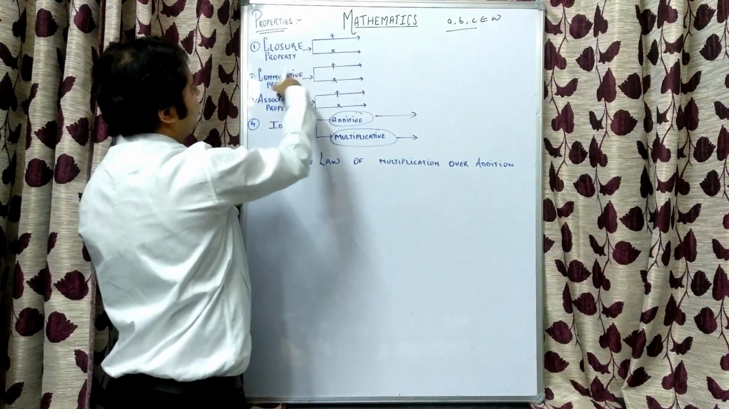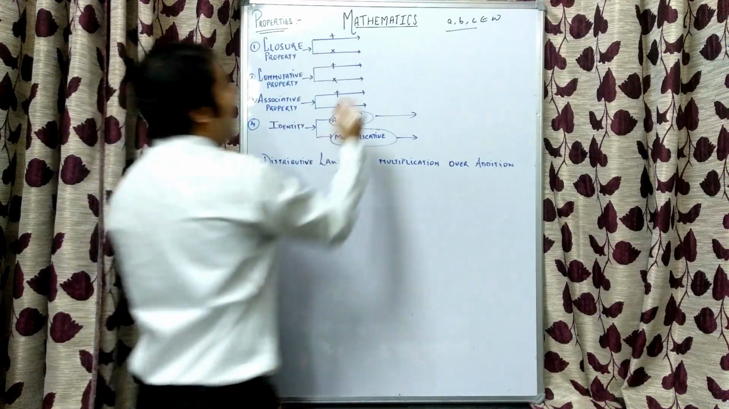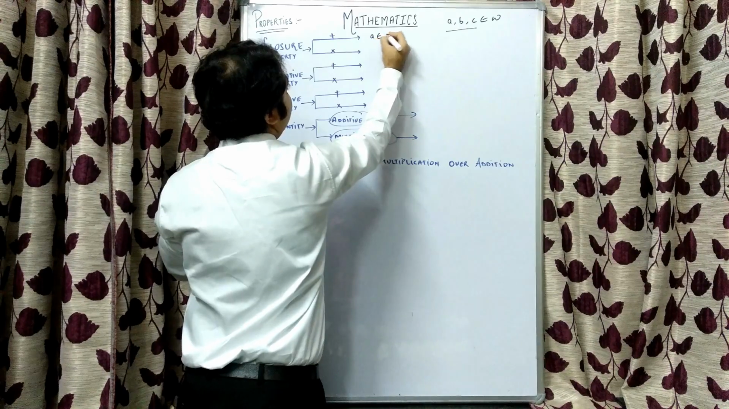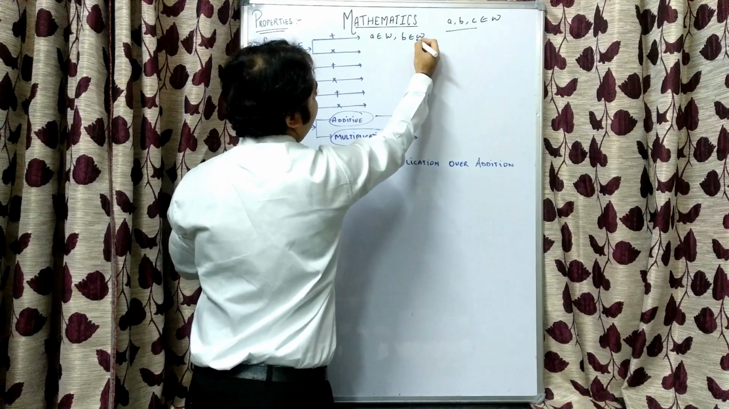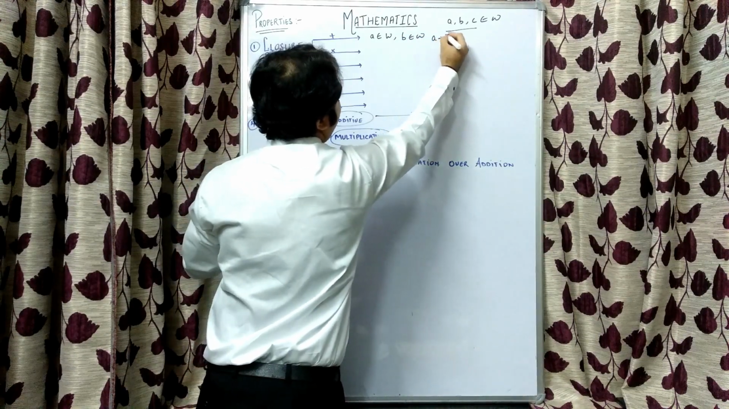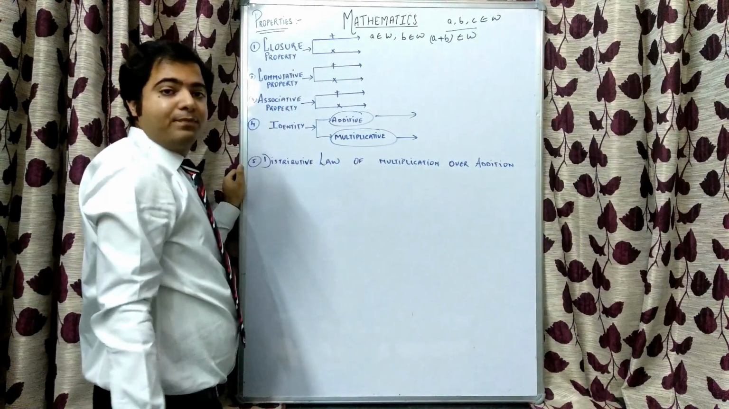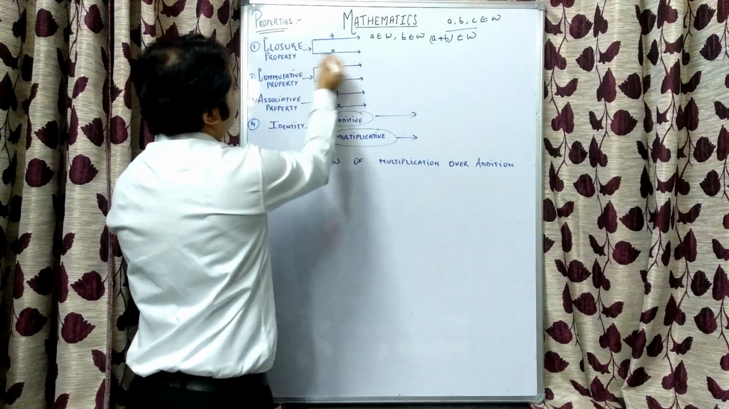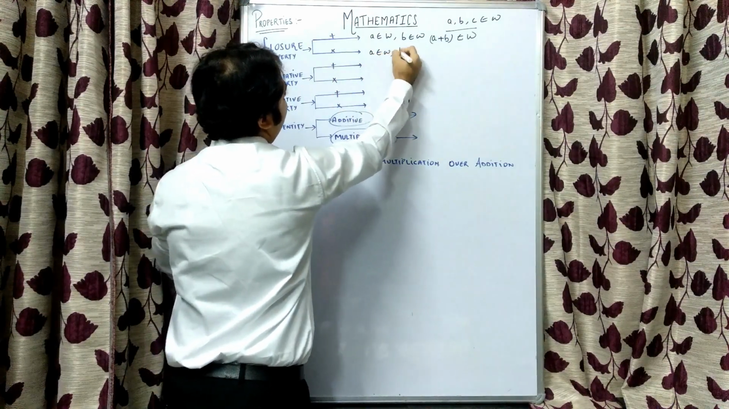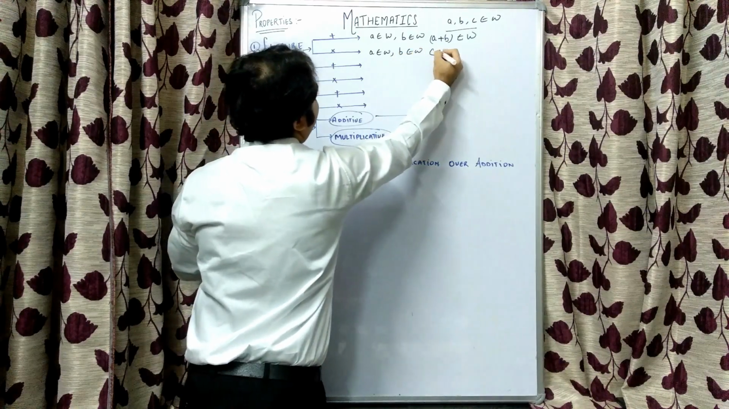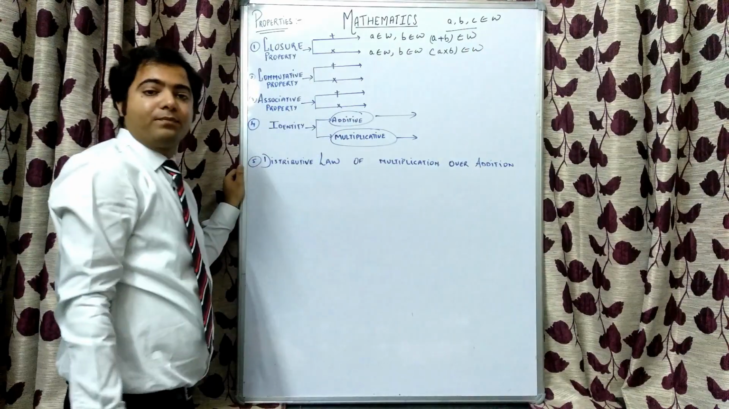First property, that is closure property of addition. Closure property of addition states that if we are adding 2 whole numbers, suppose A and B both are whole numbers, their sum will also be a whole number. Now closure property of multiplication says the same thing. If we are multiplying 2 whole numbers, then their product will also be a whole number.